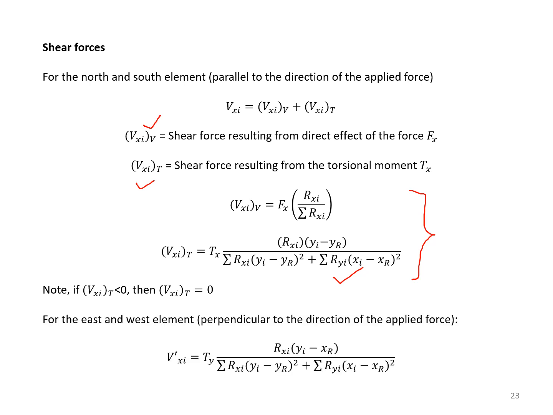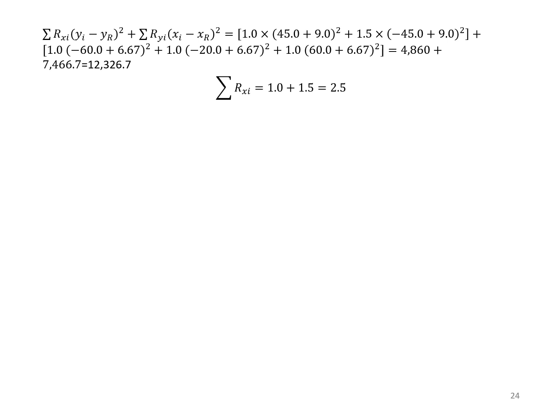And for the east and west elements perpendicular to the direction of the applied force, remember that we still have some shear force developed in them, even though the force is in the x direction. Okay, so plugging numbers in them now. First, we find the term that I call the rigidity inertia. Remember the denominator of the term that we had in there is sigma rxi yi minus yr squared plus sigma ryi times xi minus xr squared, and that turns out to be equal to this value.